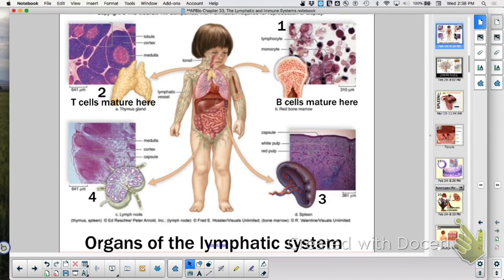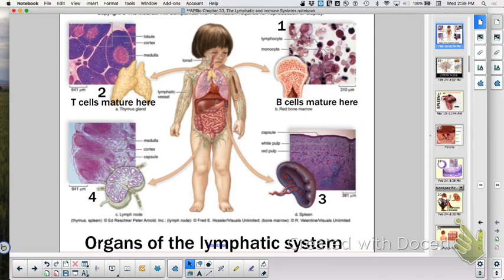B cells are born in, and T cells are born in the bone marrow, but B cells what? Mature in the bone marrow, whereas T cells mature in the thymus. Those are your primary organs, right? Then there are other organs, secondary organs. We talked about lymph nodes, and they're all about filtering what? Lymph. Good? And then the spleen is about filtering your blood.